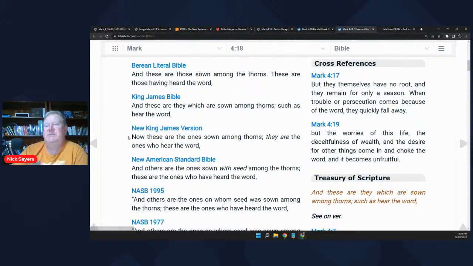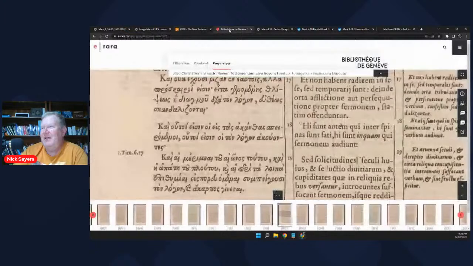But then we have the New King James. Now, these are the ones sown among thorns. Look, they are is in italics. So really what they're saying is it should be just the ones who hear the word. So they are, because Scrivener took those words out. Why did Scrivener take those words out? It's clearly in the Beza's text, okay? It's clearly in pretty much all the TR editions.